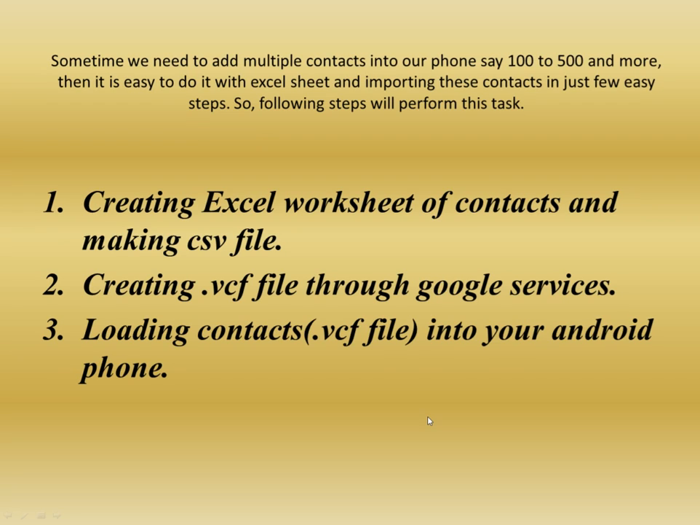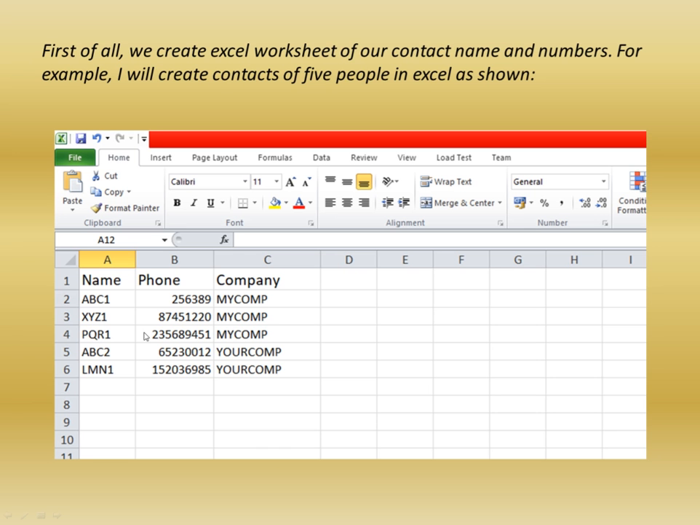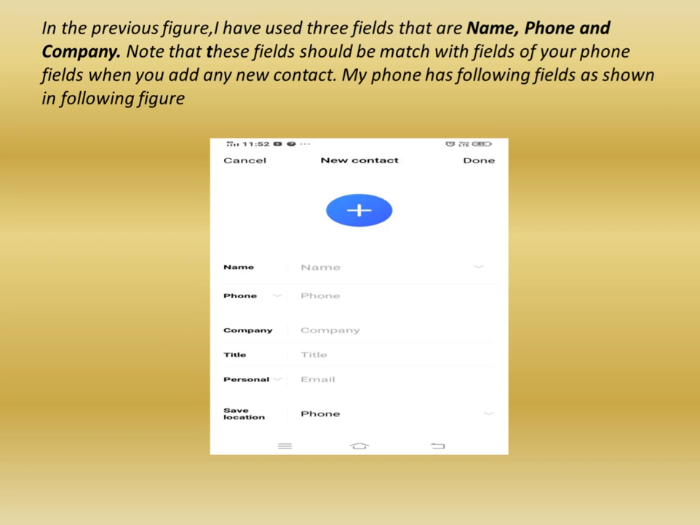So let's start. The first step is creating the Excel worksheet of the contacts and making a CSV file. How to create the Excel worksheet is very easy. I have created three fields: name, phone and company, because my Android phone has the following fields: name, phone, company, title, personal, save location. So I am using only three fields.